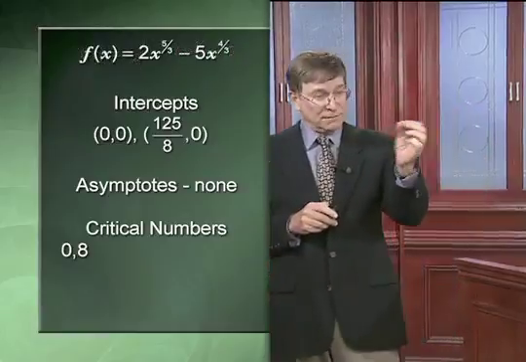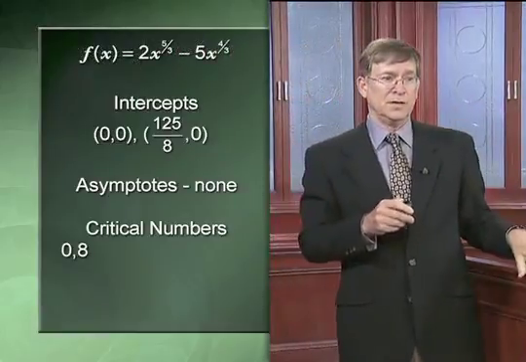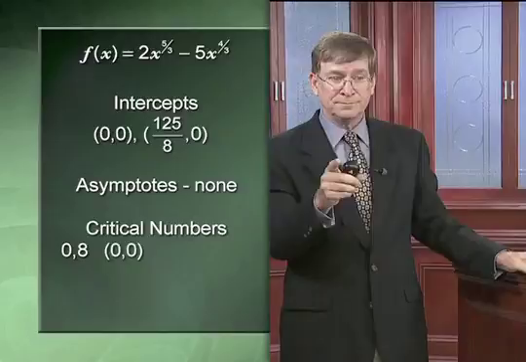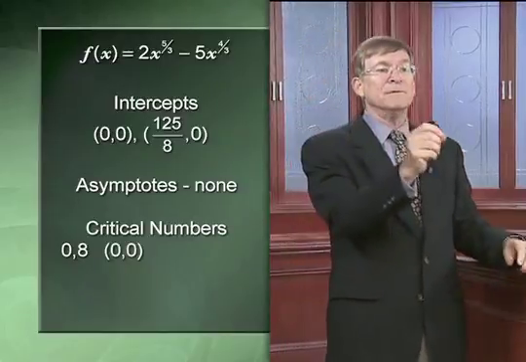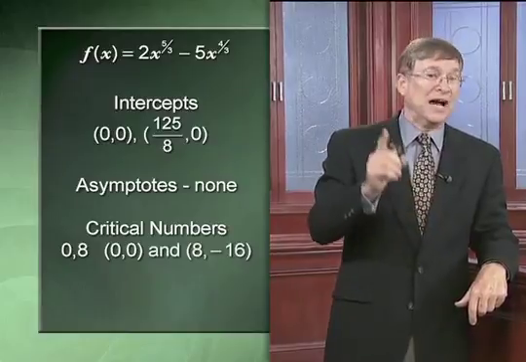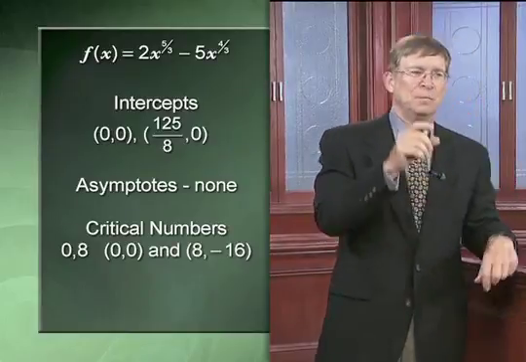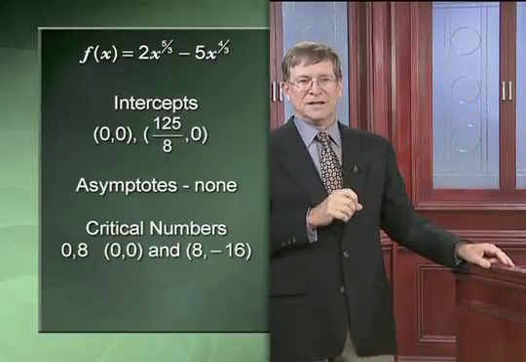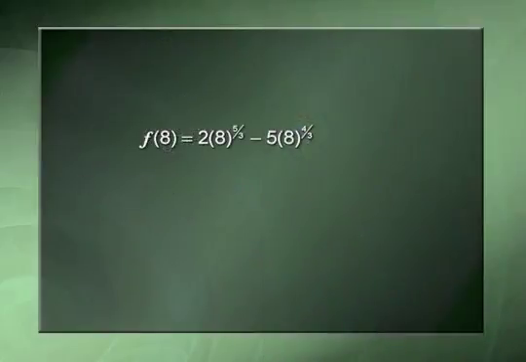Let me evaluate the function at those critical numbers. F of 0 is 0. That's easy. F of 8 turns out to be minus 16. That's not so easy, is it? If you plug in 8 into that expression for the function, let me show you how you evaluate it. 8 to the 1/3 is 2. 2 to the 5th is 32. And 2 times 32 is 64. Remember 64. Now I'll do the second term.